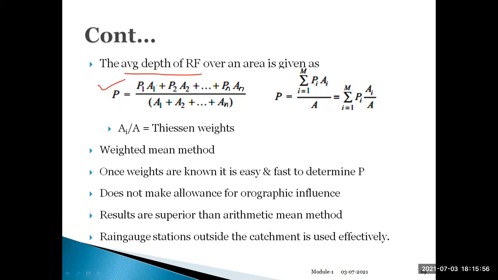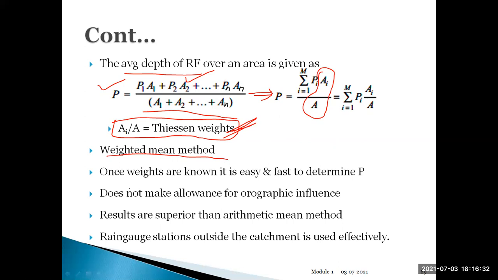that is, P is equal to P1 A1 plus P2 A2 plus up to Pn An, divided by A1 plus A2 up to An. The ratio of Ai to A, that is, the area of station 1 to the total area, is nothing but the Thiessen weight. You can rewrite this equation as P is equal to summation of i equals 1 to n of Pi Ai divided by A, where this ratio Ai by A is called the Thiessen weight. As we are giving a weightage for area, this method is called the weighted mean method. Once the weights are known, you can easily determine P.